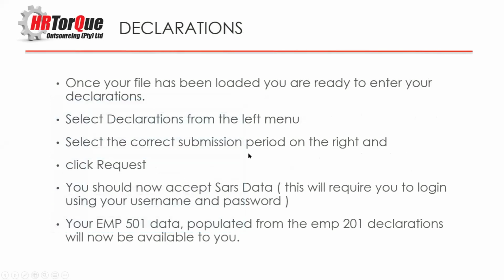Once your file has been loaded and you're ready to enter your declarations, you can select the declarations from the left-hand menu, select the correct submission period, and you click on the request. Now, the way that we do it is we generally always request the SARS information, simply because it's the cleanest way to make sure that you have the same data that SARS has, and then validate that your 201s have run correctly, and that your 501 will be balanced correctly.